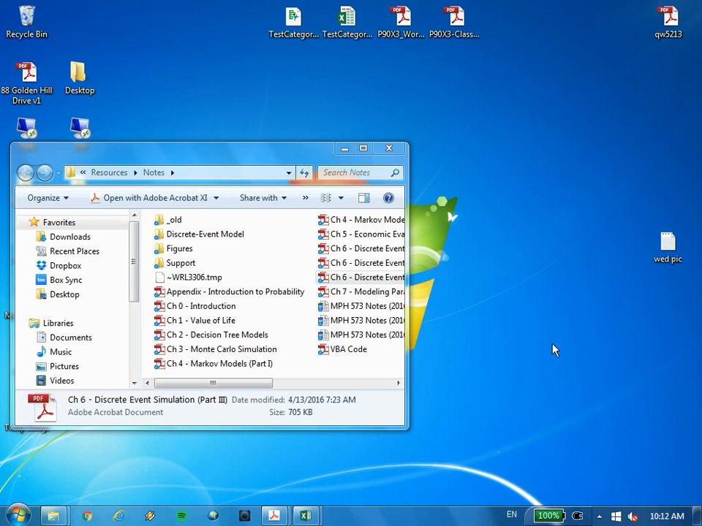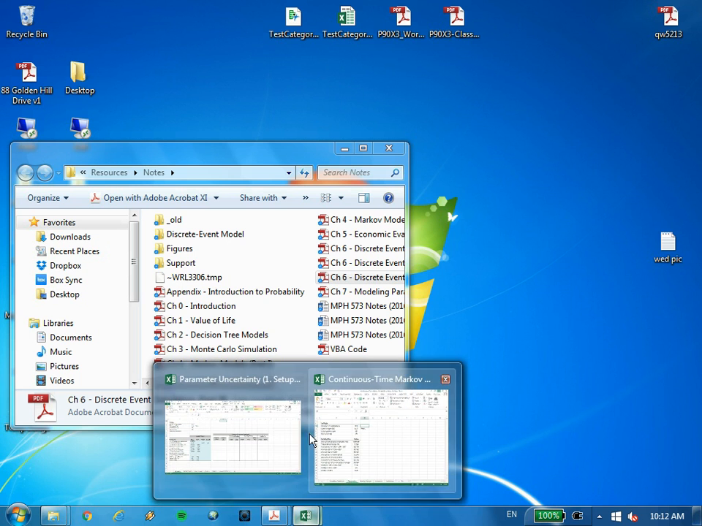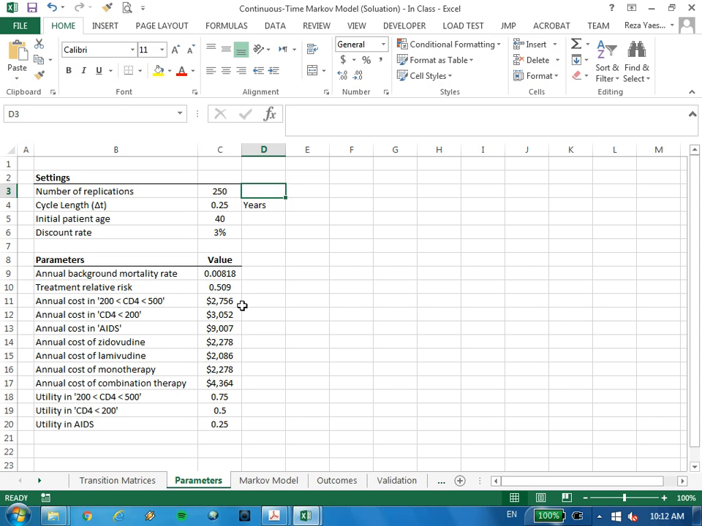You don't need to open this file. Let's just have a look at what we had developed before using our continuous time Markov model for the HIV example. This is essentially the list of the inputs of this model.